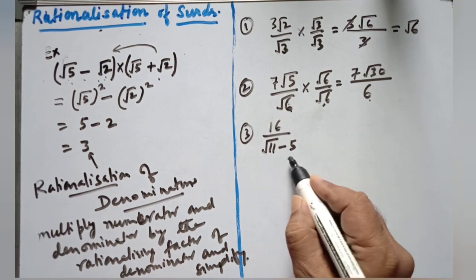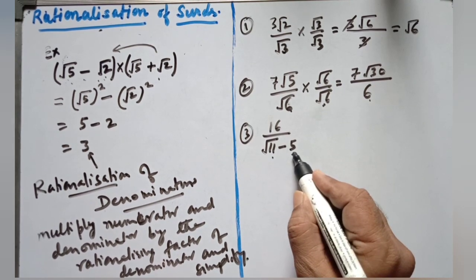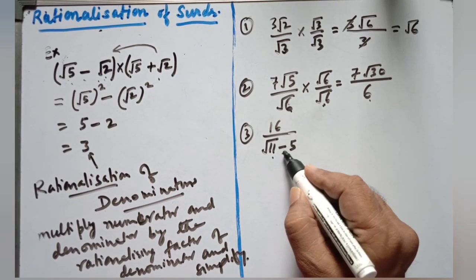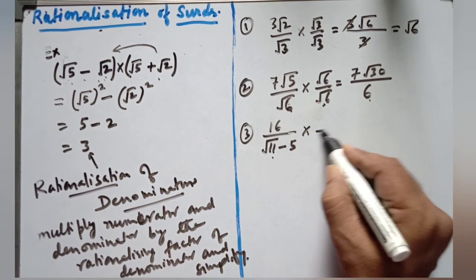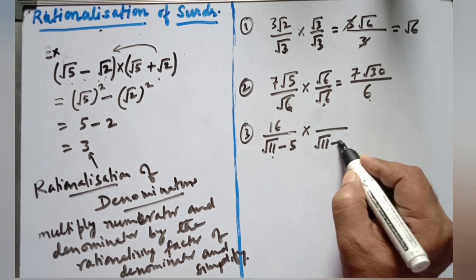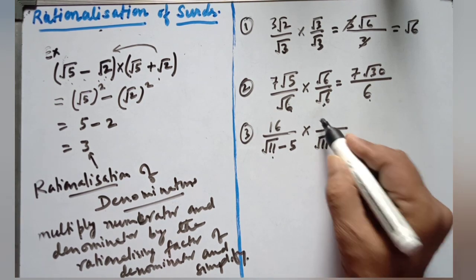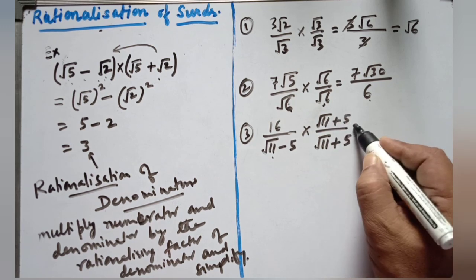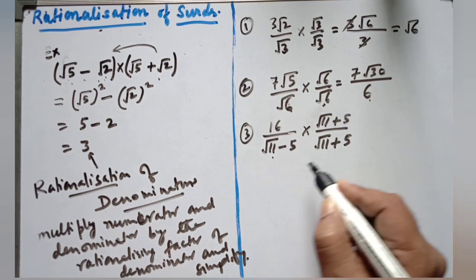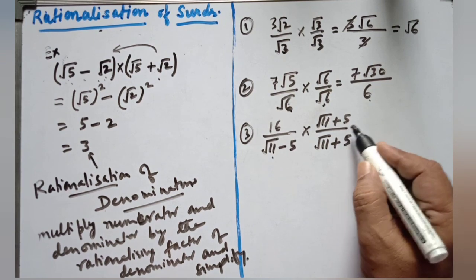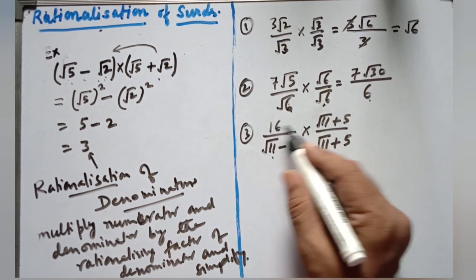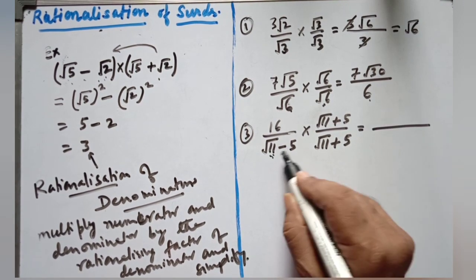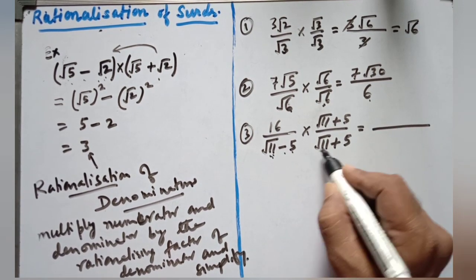So here it is root 11, but there is no root, no problem. One of them is root, so we follow the same process. What is the rationalizing factor here? The rationalizing factor is root 11 plus 5, and the numerator is also multiplied by the same number. We multiply both numerator and denominator by the same factor so that we are not changing the expression.